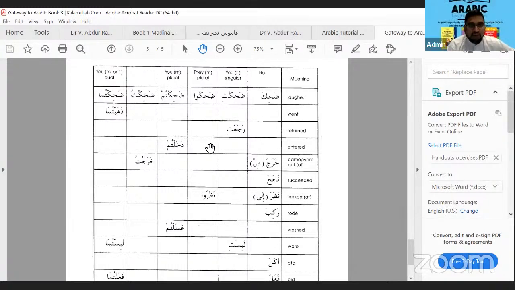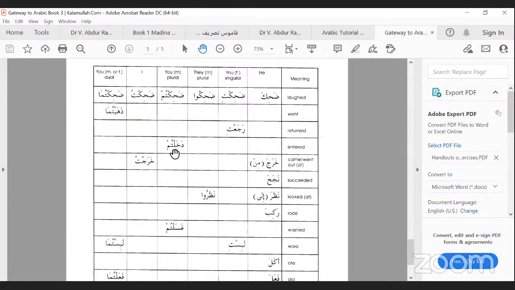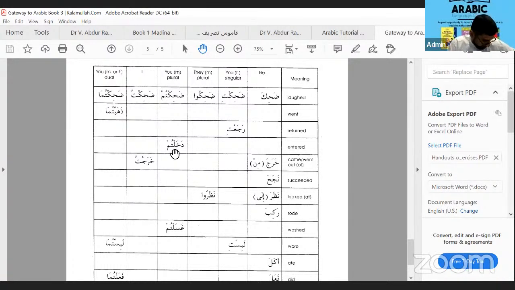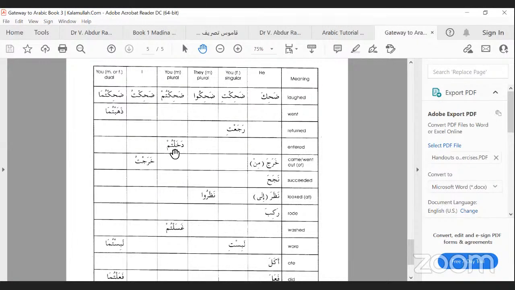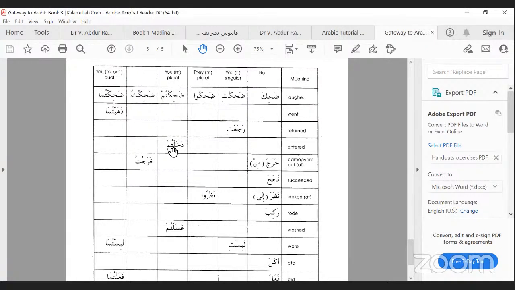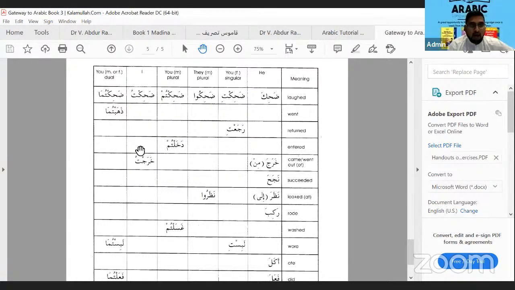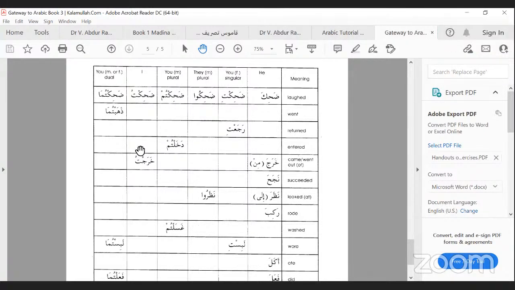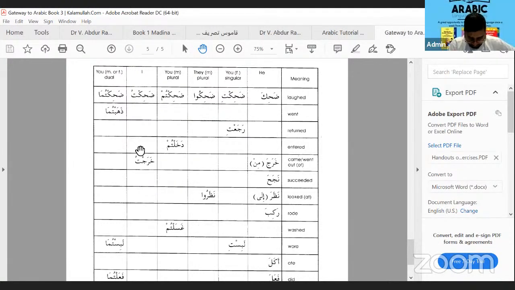Dakhalu means they all boys entered. Okay, and next one, dakhaltum. What does that mean? Dakhaltum means you all boys entered. And how do you say I entered? Dakhaltu, I entered.